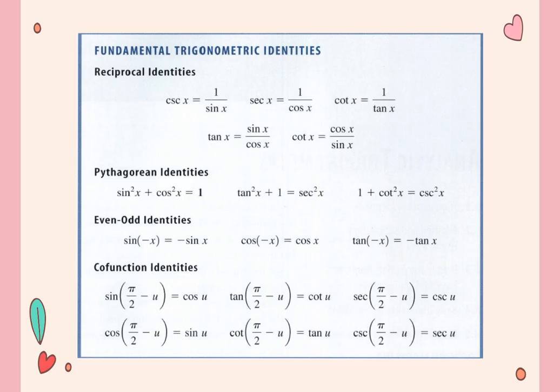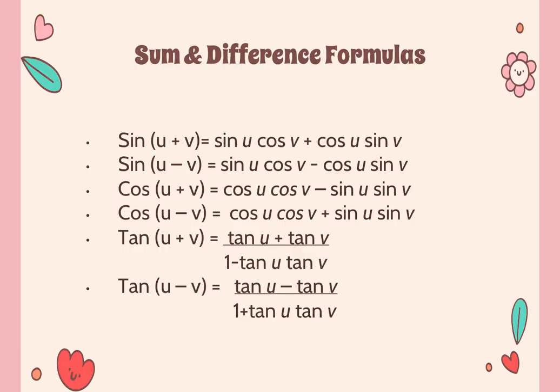A quick refresher of the things you have to know. So we need to know all of these identities, like the blue box. You need to know all of the reciprocal identities, Pythagorean identities, even odds, and cofunction identities. And then we added on to these the sum and difference, with the exception of the tangent, right? We said tangent sum and difference is not in the content you need to know for your AP exam.